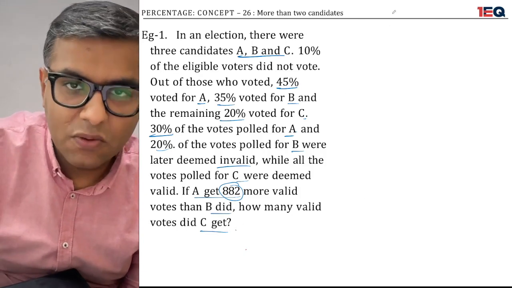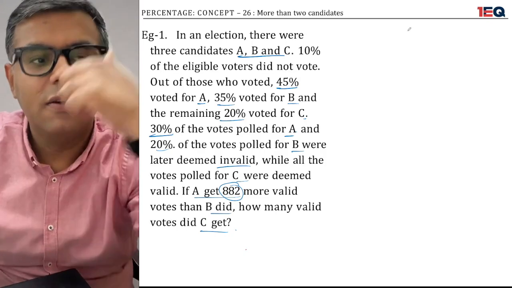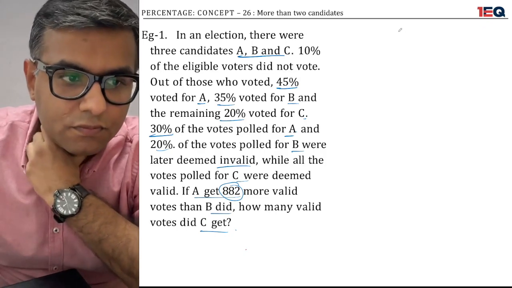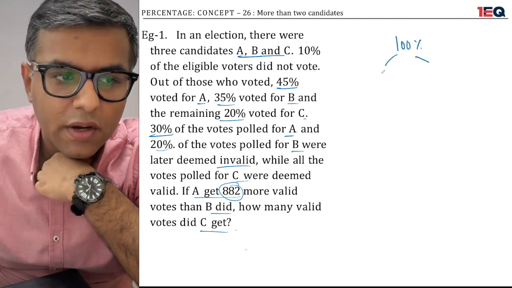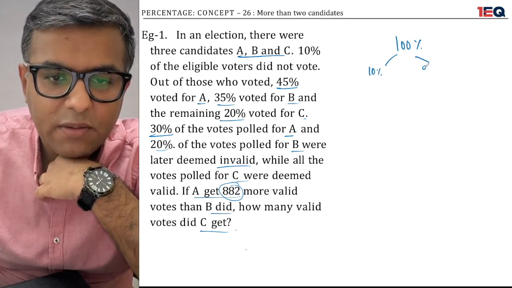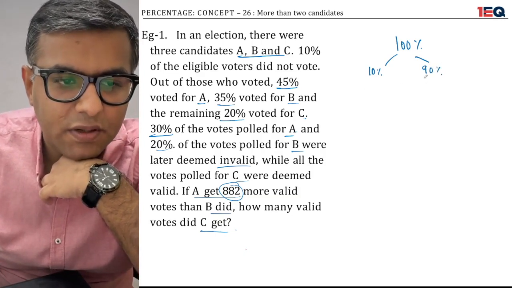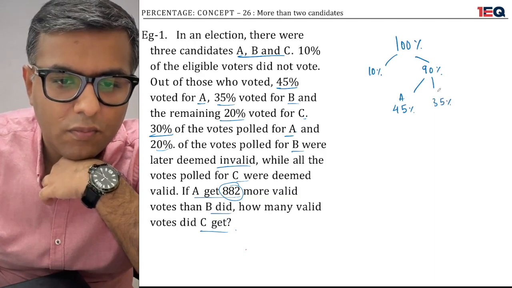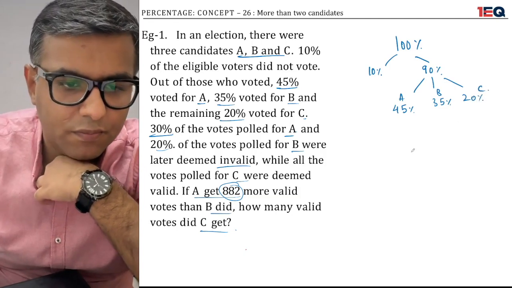This might sound like a tricky question, but we'll follow the same approach that we've been following ever since. 100% total votes, 10% eligible voters did not vote, 90% voted. Out of those who voted, 45% were given to A, 35% were given to B, and the remaining 20% were given to C.